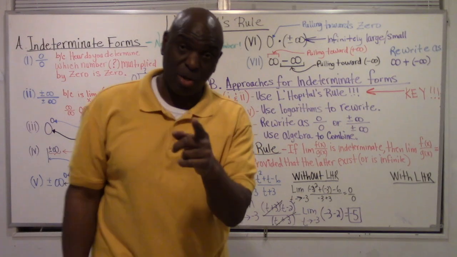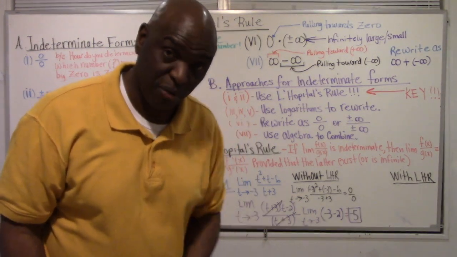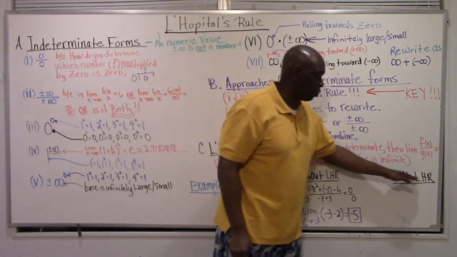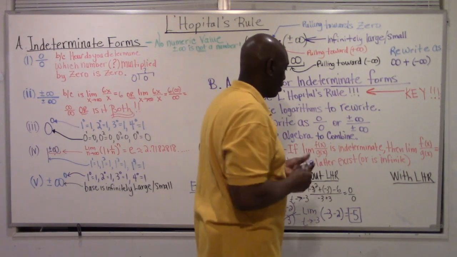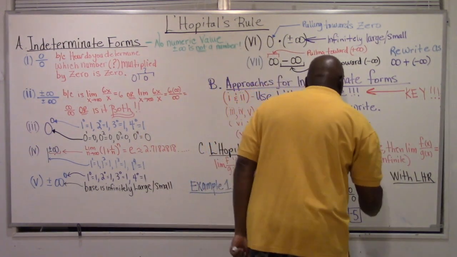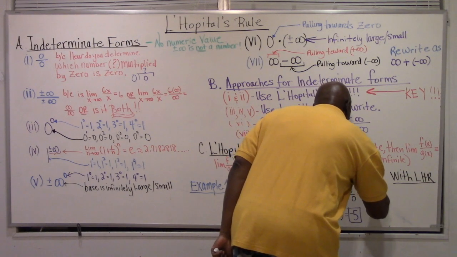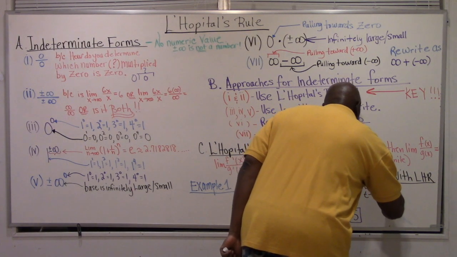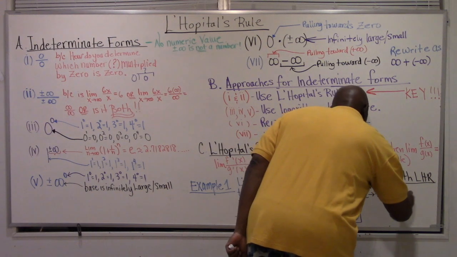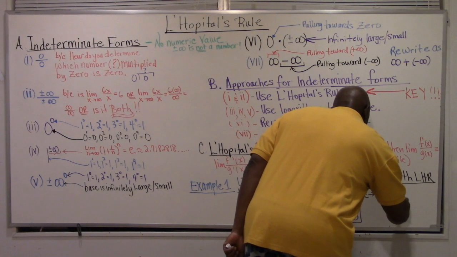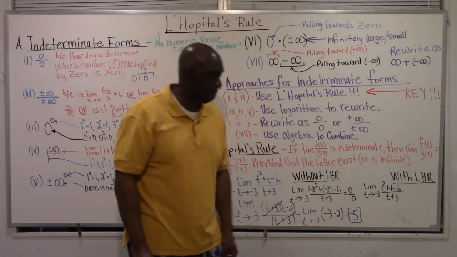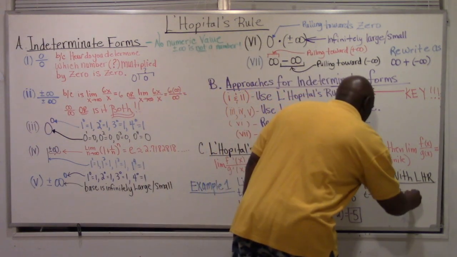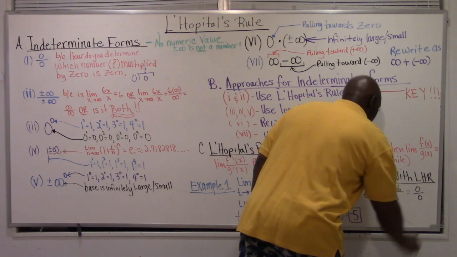Now, let's do the same problem using L'Hopital's rule. We did it without L'Hopital's rule, now we're going to do it with L'Hopital's rule. So we have the limit as t approaches negative 3 of t squared plus t minus 6 all over t plus 3. With L'Hopital's rule, we try direct substitution first, and what do we get? We got 0 over 0.